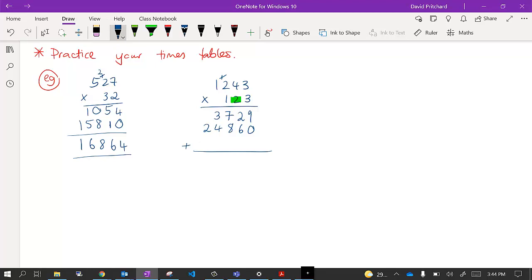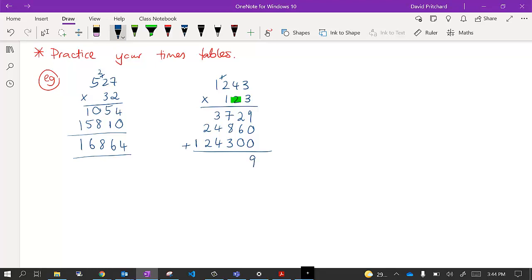And then we're into the hundreds column. Because we're talking about the hundreds, we need 2 zeros. And we've got 1 times 3 is 3. 1 times 4 is 4. 1 times 2 is 2. And 1 times 1 is 1. So now we can add this all together.